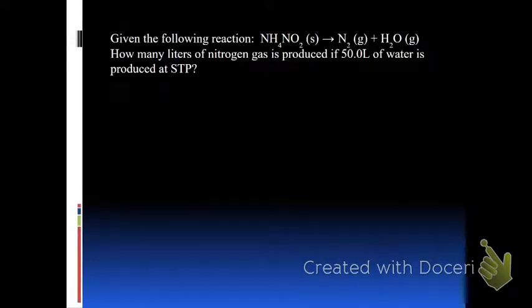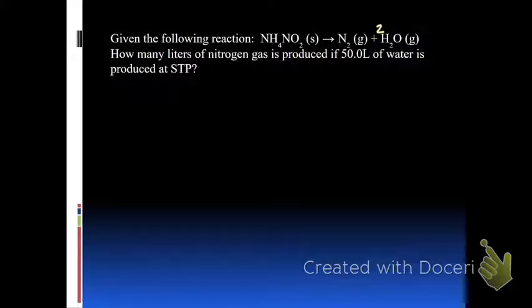So given the following reaction, NH4NO2, ammonium nitrite, produces nitrogen gas and water, which is a gas. How many liters of nitrogen gas is produced if 50.0 liters of water is produced at STP? So here, for the water, we need to add a 2 there. You've got to balance your equation before you do stoichiometry, right?